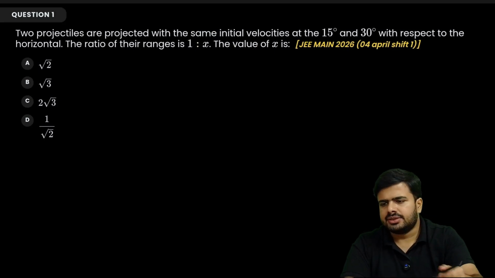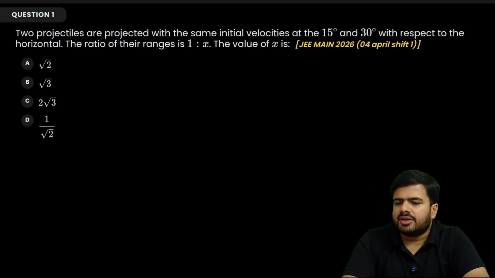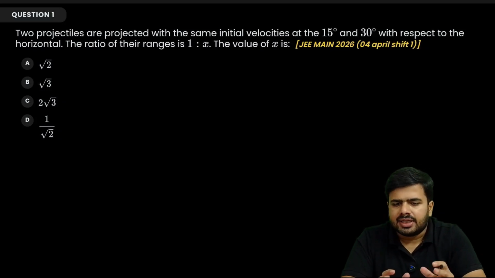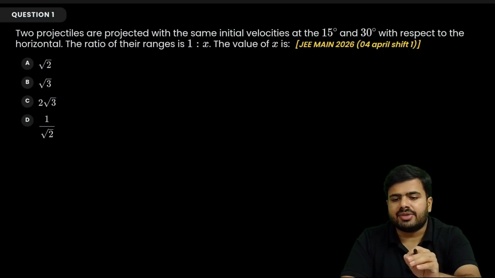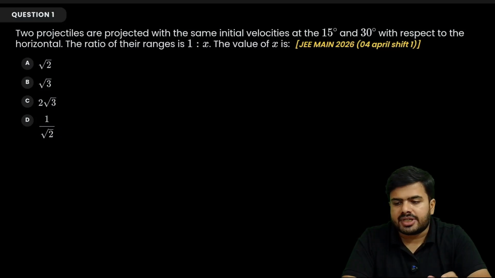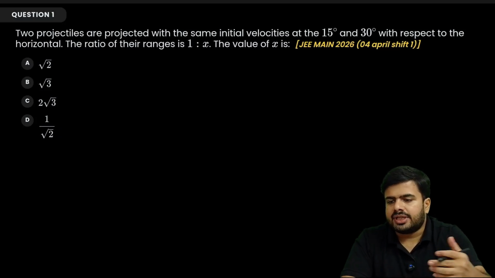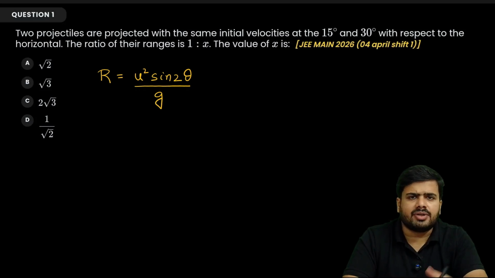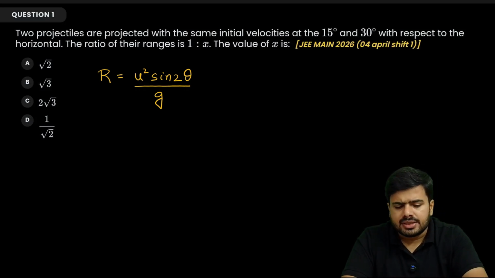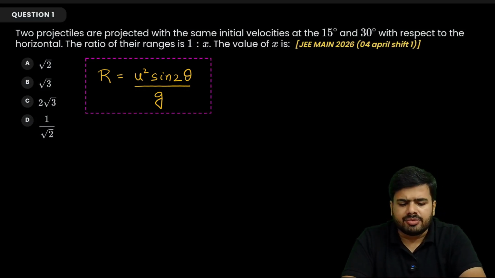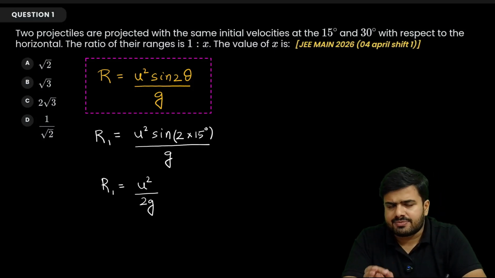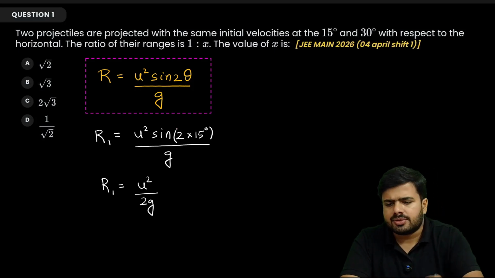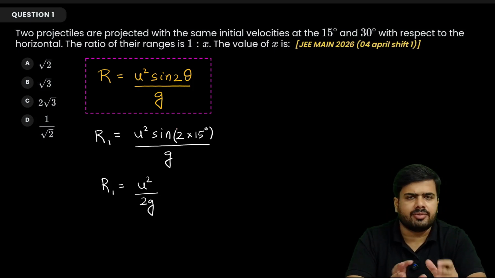You can see that two projectiles are given with initial angles of projection of 15 degree and 30 degree with respect to the horizontal. Then the ratio of the ranges is a very simple question. We know the range formula, u square sine 2 theta by g. Putting 15 degree, 2 into 15 is 30 degree, sine 30 is 1 by 2. So the first range is u square by 2g.